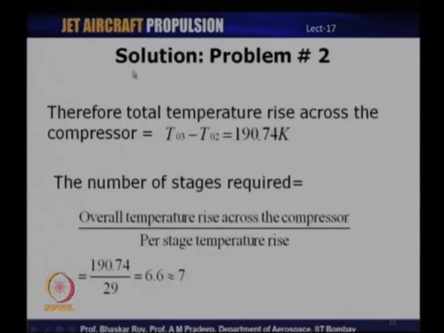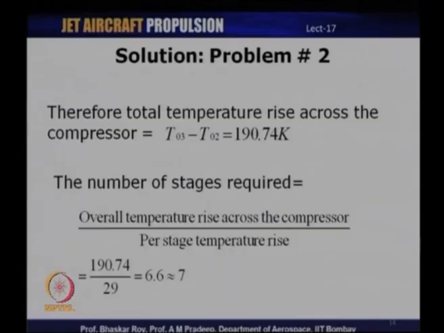So, this is the actual temperature at the compressor exit. We can now find out the total temperature rise across the compressor, which is the difference between the total temperature at the exit and the total temperature at the inlet of the compressor. So, this is 190.74 Kelvin. Across the compressor there is an increase in total temperature of the order of 190.74 Kelvin.